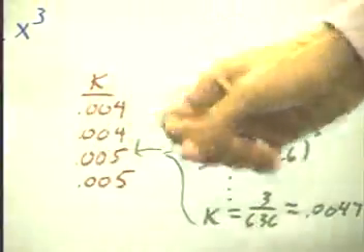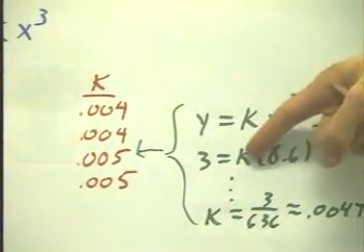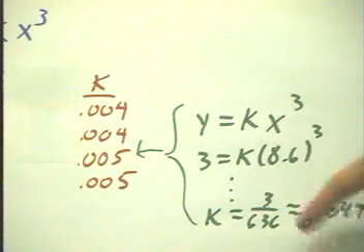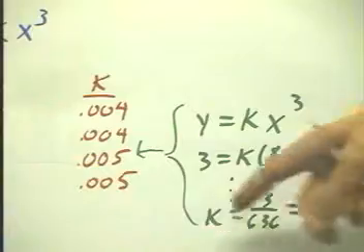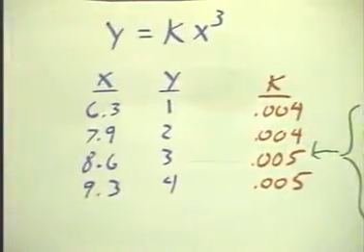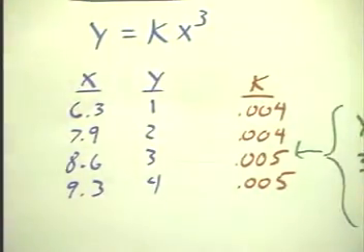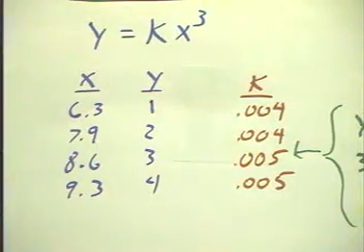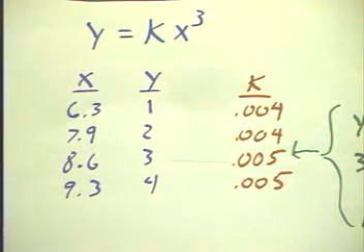For this data point we had x equals 8.6 and y equals 3. We just plug those in and solve for k. K ends up being 6 over approximately 636.0047, which we rounded off to 0.005. Now the point here is that k is about the same for all of these data points, although there are some significant differences. 0.004, 0.005, there is a 25% difference in those values.